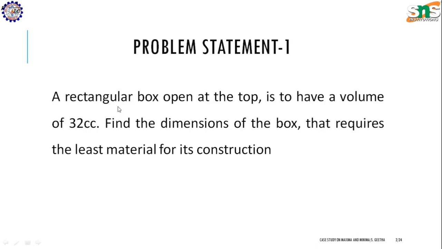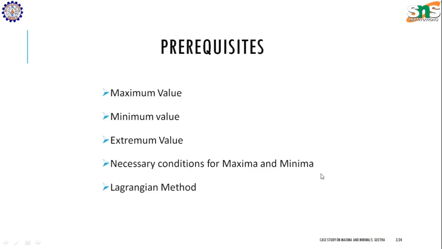Here they have given that the rectangular box has a volume of 32 cc. We are supposed to find the dimensions of the box, that means length, breadth and height of the box, that requires the least material for its construction. Before solving this problem, we should know maximum value, minimum value, extremum value, necessary conditions for maxima and minima, and the Lagrangian method.